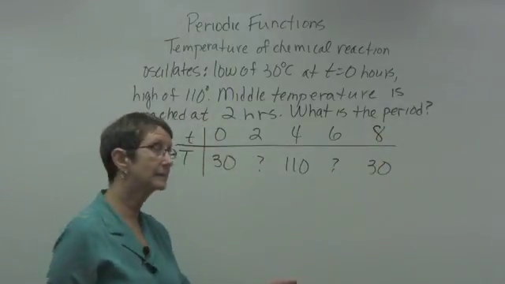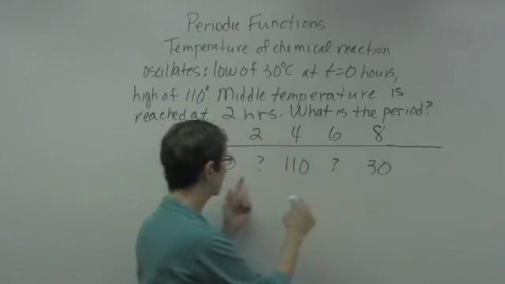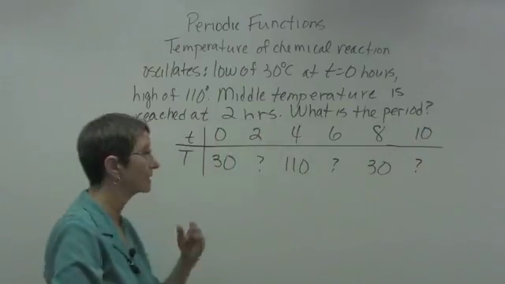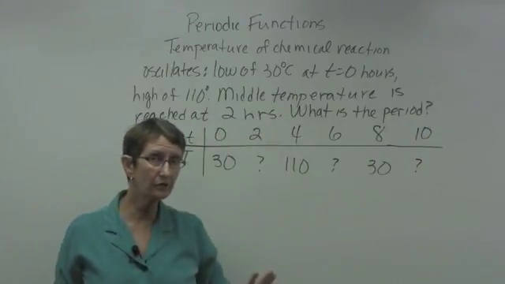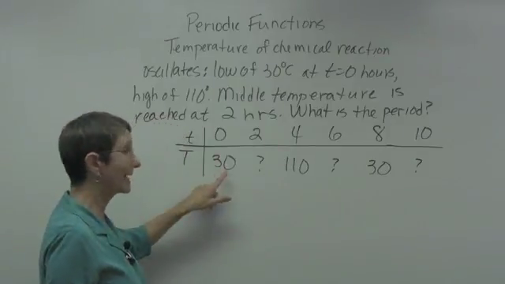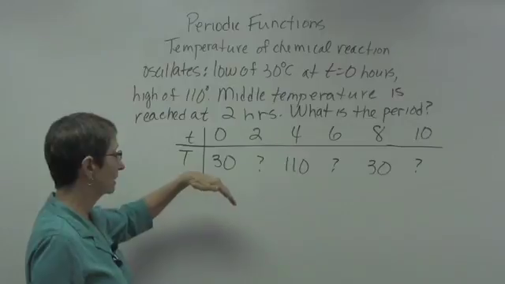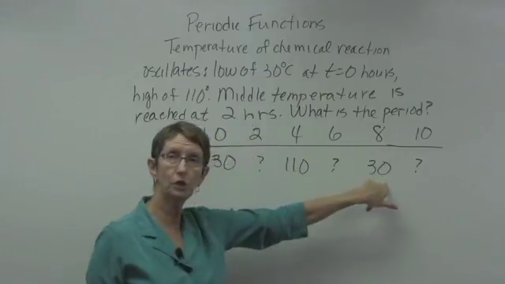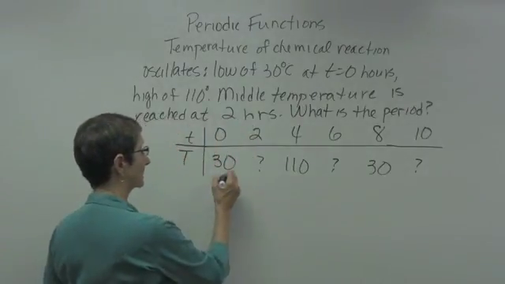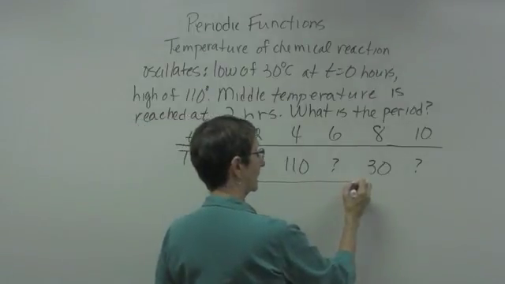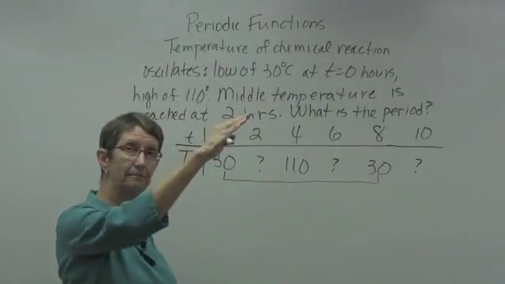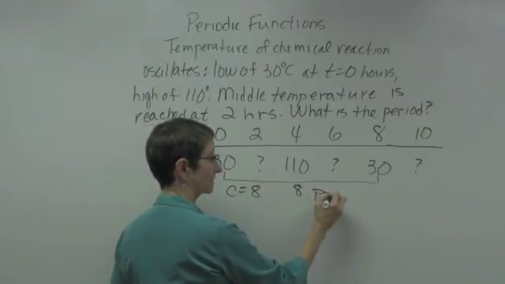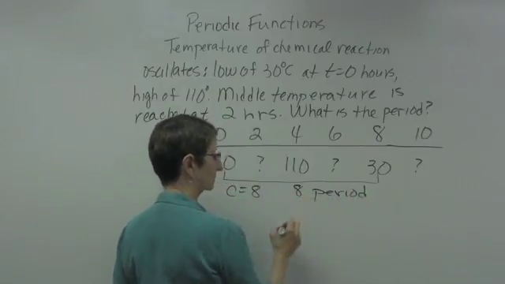Now, what happens after that? Well, when you hit the low, then it starts back up again. So we've got the middle at 10 hours. I haven't actually found the middle temperature, but the way it has to oscillate from a low through the medium to the high, back to the medium, to the low, to the medium, this is where it starts over. So since it starts at 30 at the low, and when it hits 30 again, that's the repeat. So our c would be equal to 8. 8 is the period. It's 8 hours.